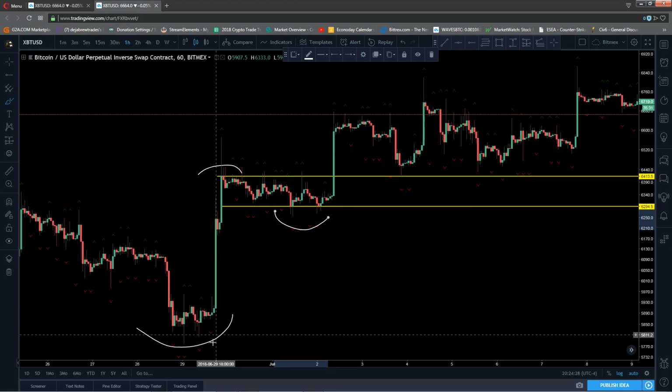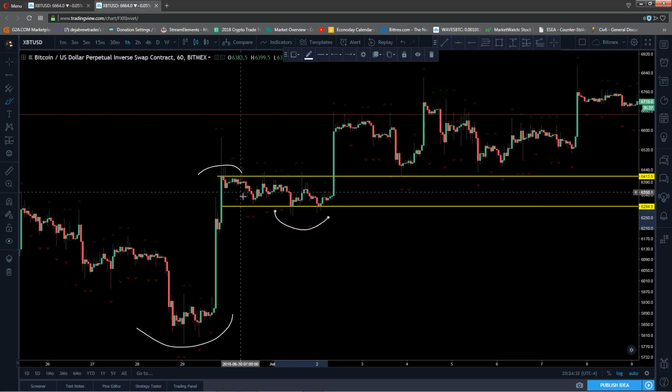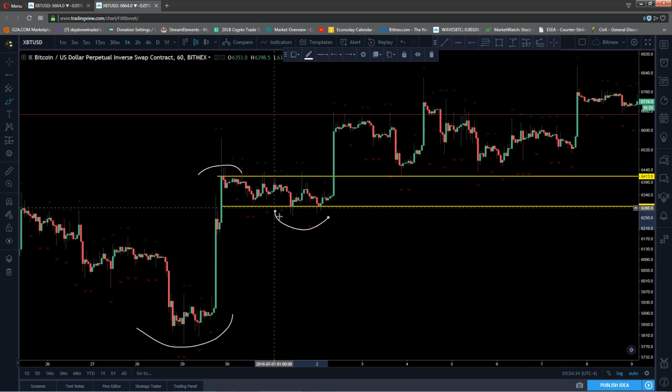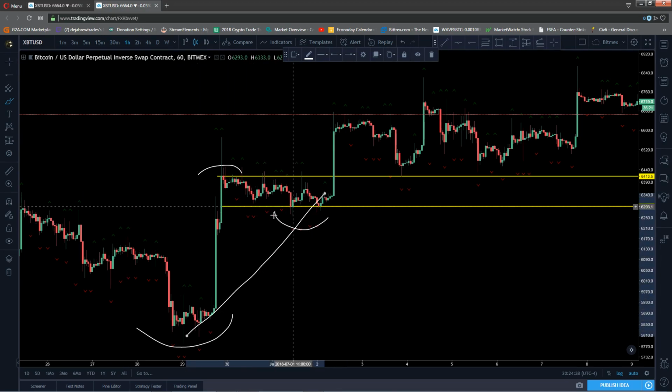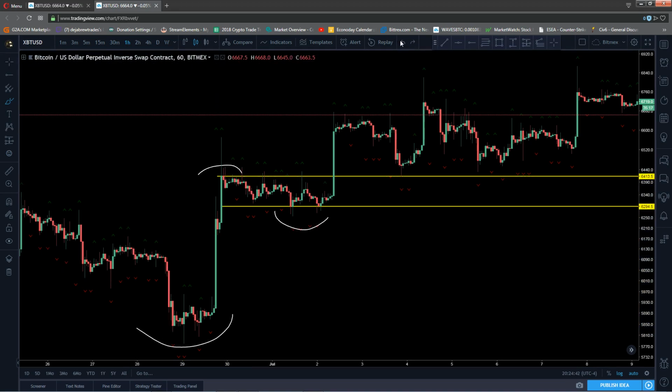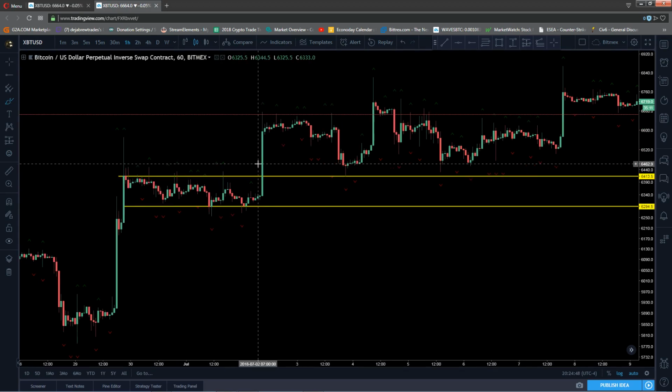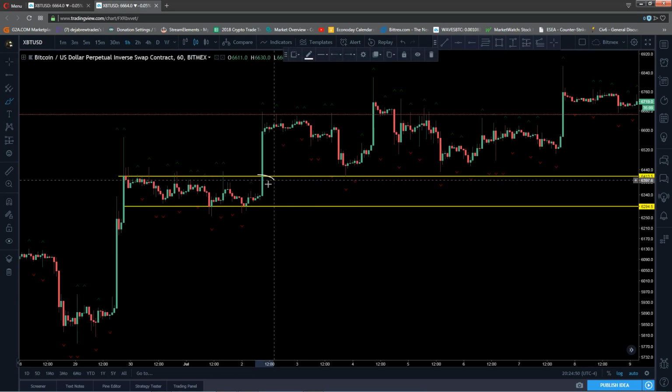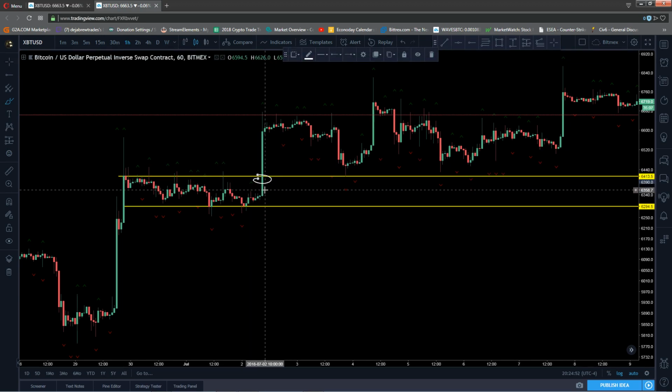I would typically say this strong move after the burst is a swing high, and then the lowest point of the flag is the swing low. So now you have a higher swing low, you have a higher swing high, creating an uptrend. You get your support and resistance levels here. When this is broken, you can trade the break.